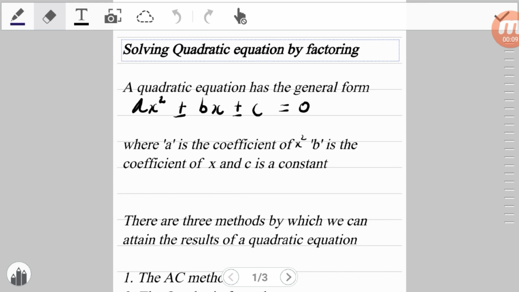My name is Akeen, your math instructor, and in today's video we're going to be looking at solving a quadratic equation by the factoring method.